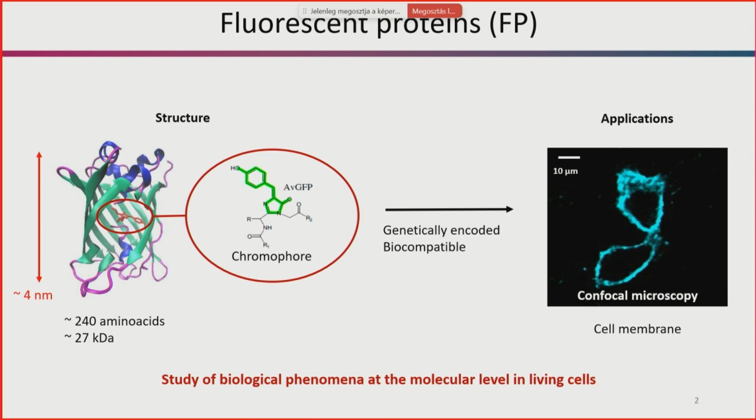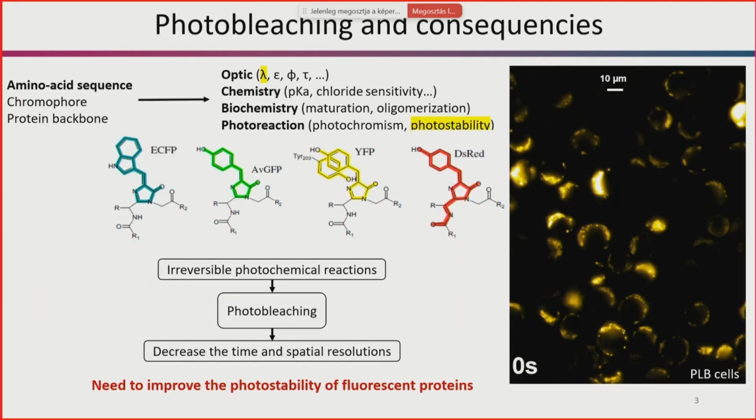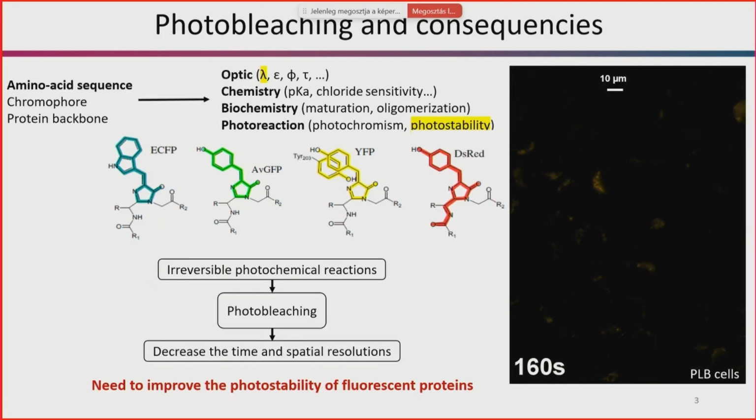So for example, here we have a cell which expresses a cyan fluorescent protein fused to a membrane protein, and then we see the membranes here. So these tools are really important to probe biological events in living cells. Since we discovered the first fluorescent proteins in the medusa Aequorea victoria, we found a lot of mutations to tune the properties of these fluorescent proteins.